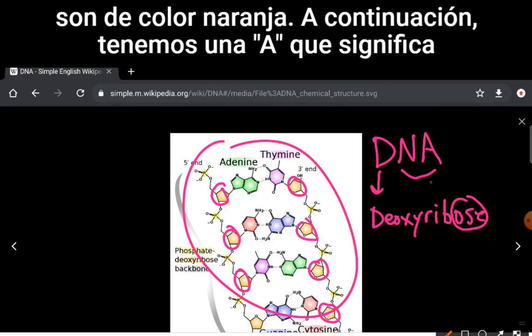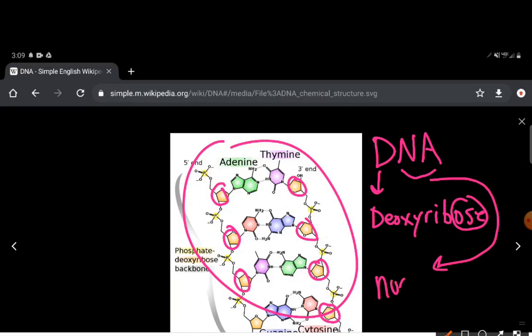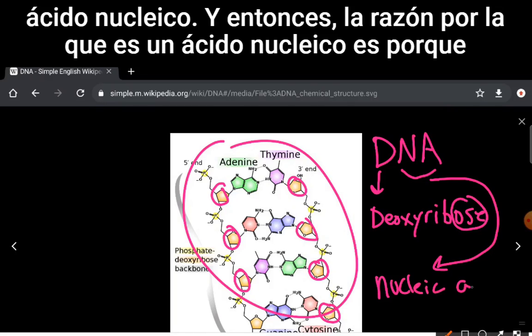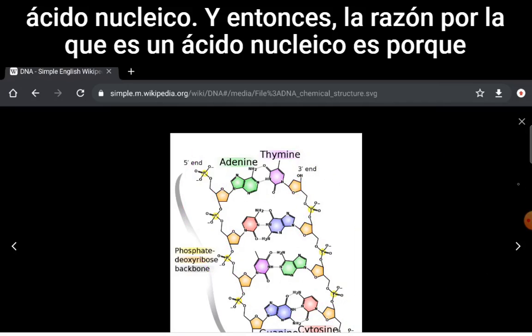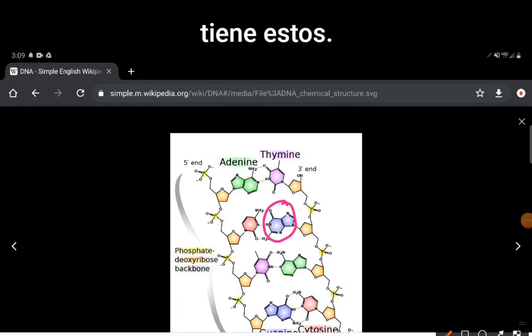Next we have NA, which stands for nucleic acid. And so the reason it is a nucleic acid is because it has these. Those are nitrogen bases.